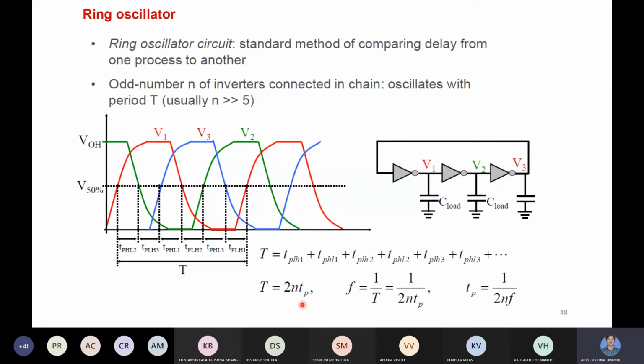With all this understanding, frequency is just 1 upon T, which is 1 upon 2 times N into TP. Here N is 3, and TP is the delay of one stage. Generally we consider the same inverter used in the different stages, so we consider the delay the same for each stage. On average, TP is the delay of one stage.